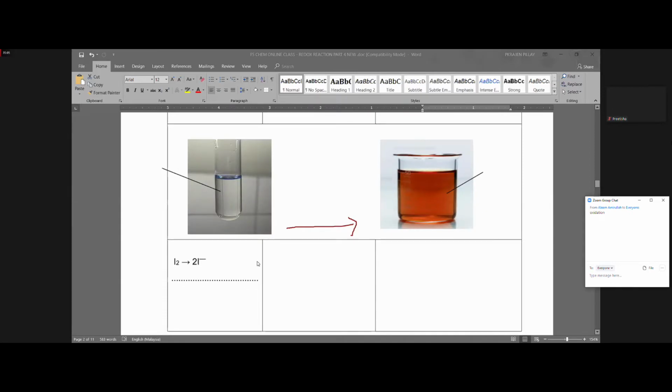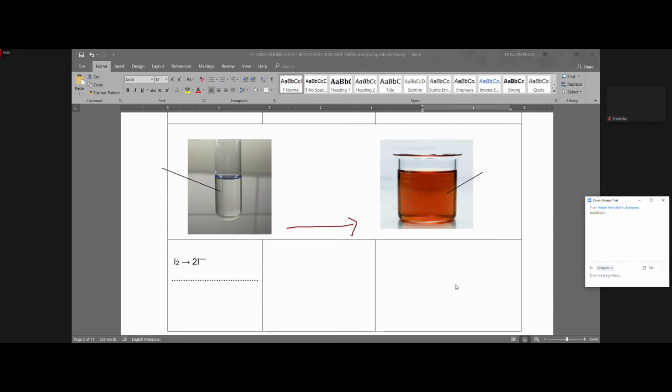Reduction. Okay, this one is 0 to -1. The original one is -1. So 0 reduction. Okay, put in words for me. Iodine is reduced to form iodide ion. Well done.